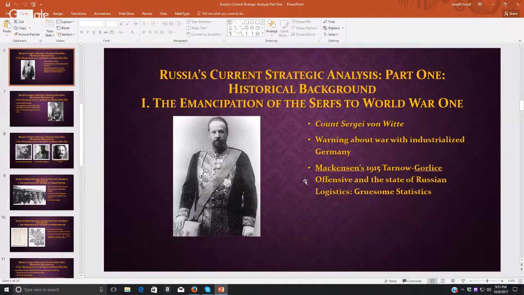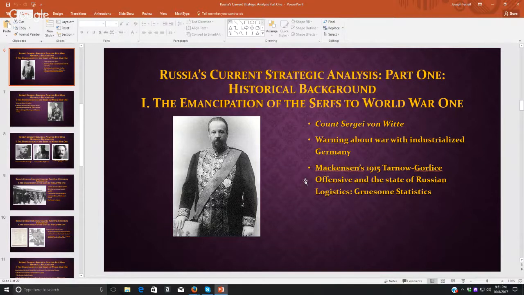Now, the nobility in Russia was not entirely in favor of these strategic developments, particularly because it would inevitably mean a war with Germany. One of the most outspoken fellows in the imperial court was this fellow here, Count Sergei von Witte. You'll note the German name. There were many German noblemen in the Russian imperial court. There was even a German background general at the beginning of the war by the name of Rennenkampf.